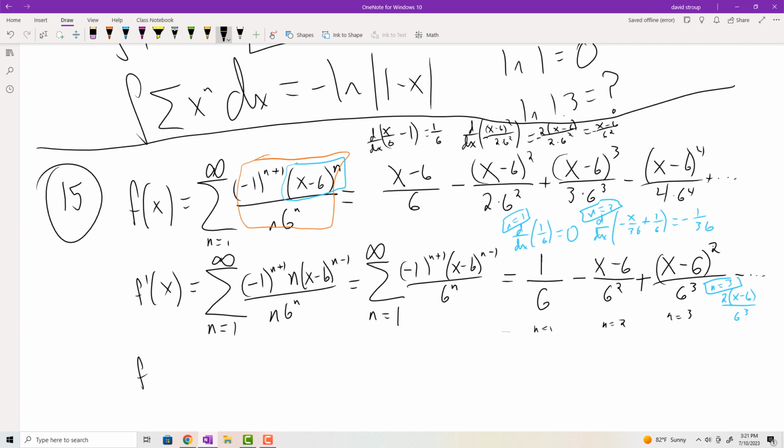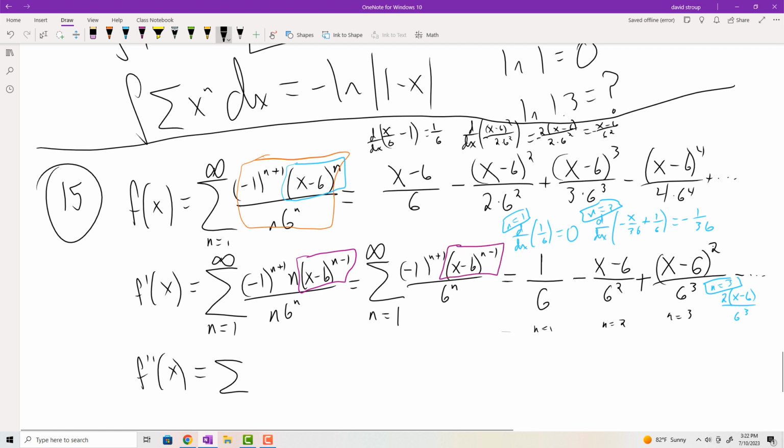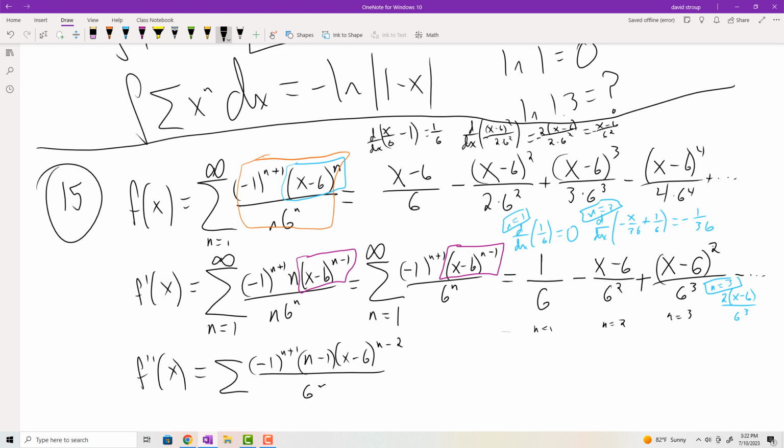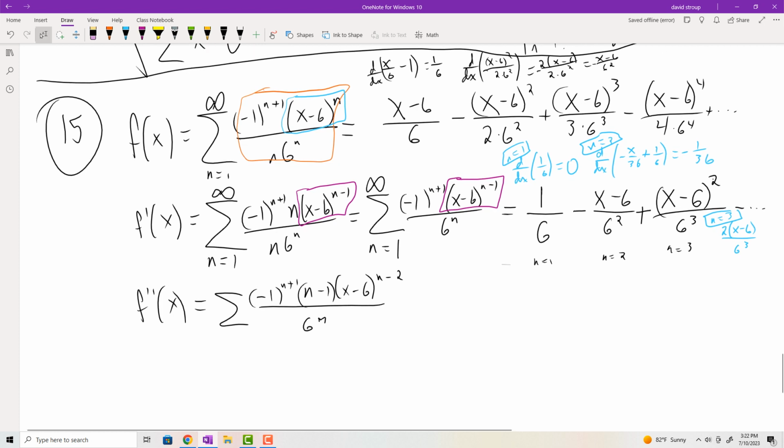Okie dokie. So I need f double prime is what I'm after. So I'm taking the derivative of the guy above. And again, you need only take the derivative of the portion that has the x expression. So it's that portion right there. And let's not use that expression because that was not simplified. Let's use the one after it that was simplified. Okay, so I got negative 1 to the n plus 1 times n minus 1 times (x minus 6) to the n minus 2 all over 6 to the n. And because I took a derivative, I'm probably thinking that I need to change this lower index to the number 2. Okay, that's my guess.